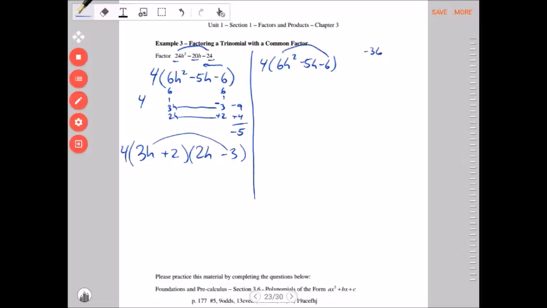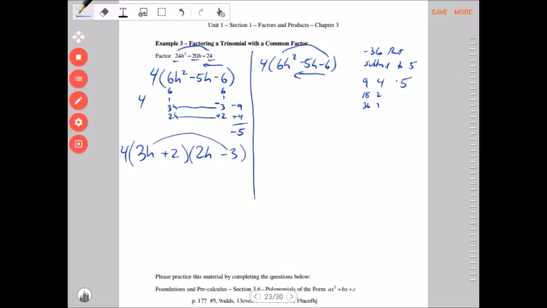So we need factors of 36, and again, reading left to right, factors of 36 that subtract to 5. Don't worry about the negative yet. We'll get that in a second. Okay? So let's see. Factors of 36. Well, that's going to be 9 and 4, 18 and 2, 36 and 1. Anyways, the 9 and the 4, they subtract to 5.